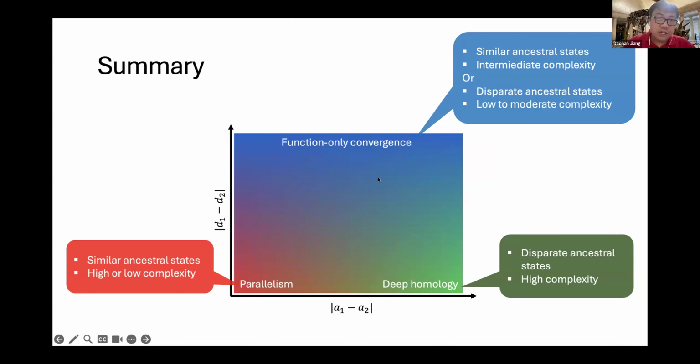So here's the take-home message. Essentially, conditions under which each different type of convergence is likely to evolve. Most interestingly, deep homology happens when the different lineages have very different ancestral states, and the selected phenotype is complex enough.